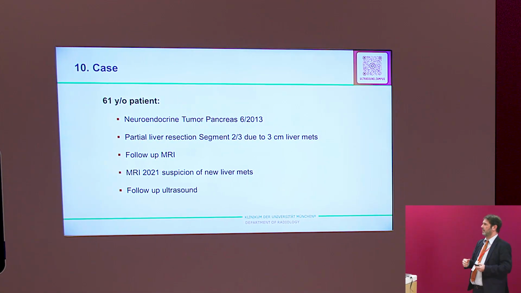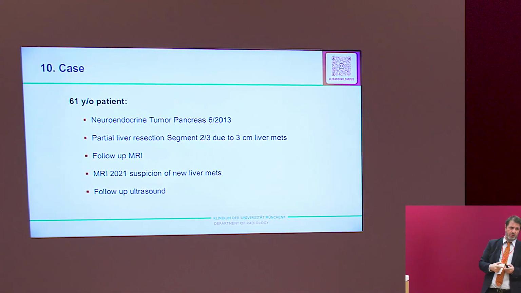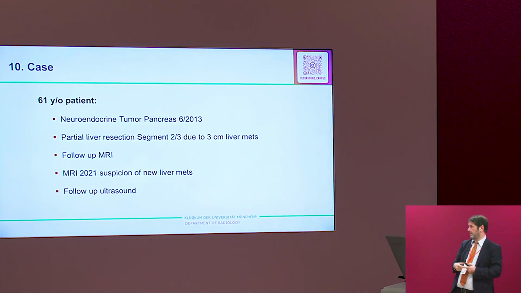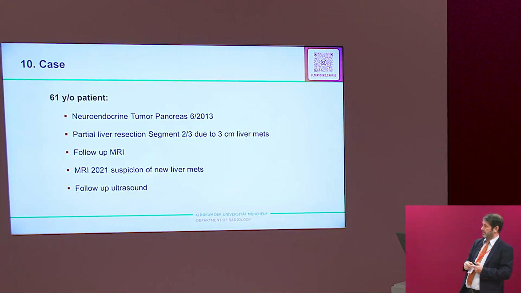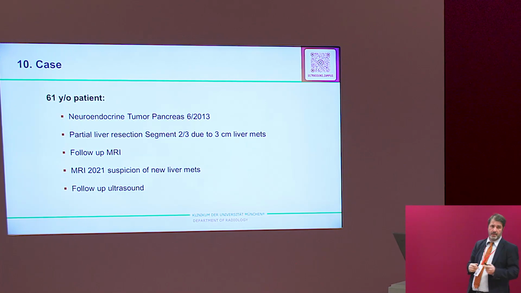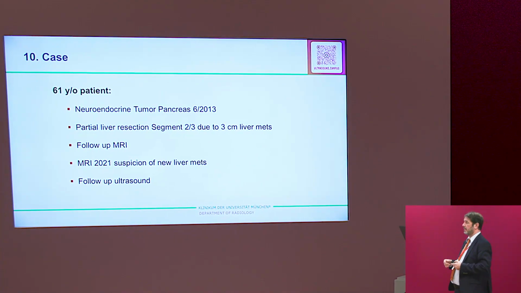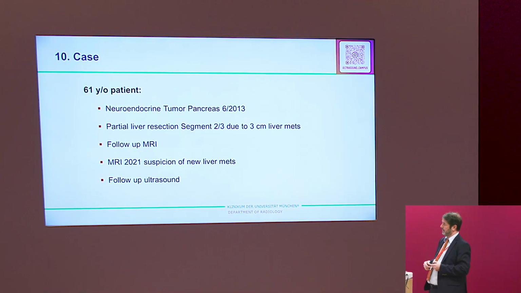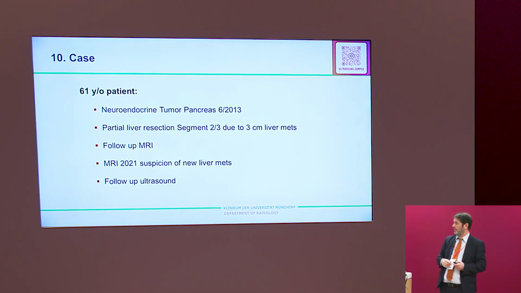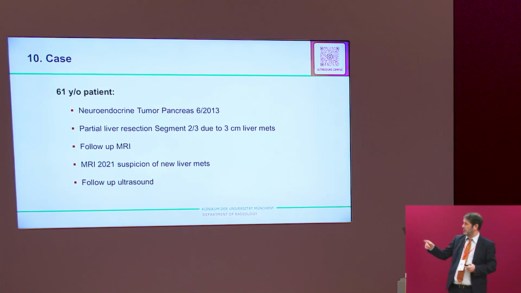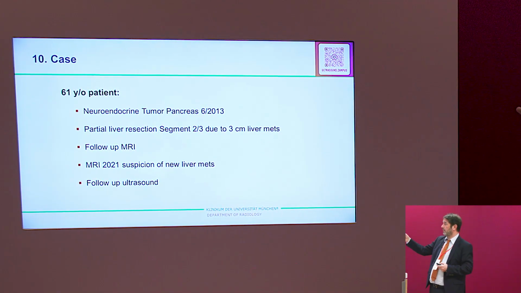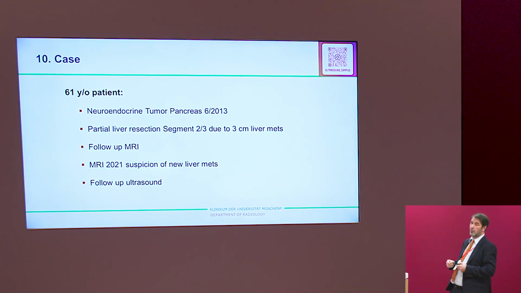Now you see a long patient history. The patient suffered from pancreas cancer. This patient underwent partial resection of the liver. Segments 2 and 3 are part of the left liver lobe. There was a 3 centimeter liver met. The patient comes for an MRI, and in 2021, it's even a long time, 8 years after pancreas cancer, with suspicion of new liver mets.